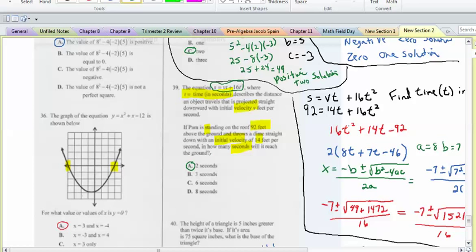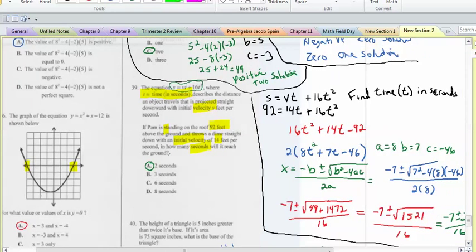So I got 16t squared plus 14t minus 92. They're all even, so I'm going to pull a 2 out. And I got 8t squared plus 7t minus 96. I'm going to use the quadratic formula to solve this, because if I did the x in the box, I don't want to do it. So I'm going to go ahead and do the quadratic formula. I believe it'll be easier.